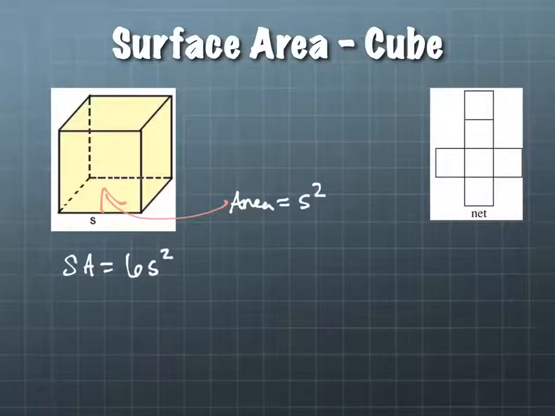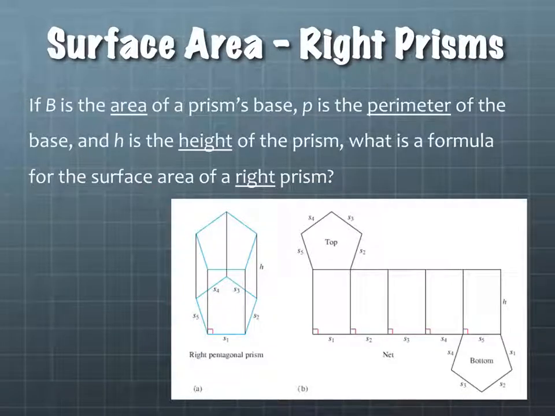Now, a cube is a form of the next shape. It's just that it's so simple that it has its own formula because it's so much easier to just use it like this, okay? Cubes are very nice and friendly. But in general, a cube is a right prism, so you could calculate it as we're going to calculate the following. If B is the area of a prism's base, capital B, okay? P, lowercase p, is the perimeter of the base, and H is the height of the prism. What is a formula for the surface area of a right prism?